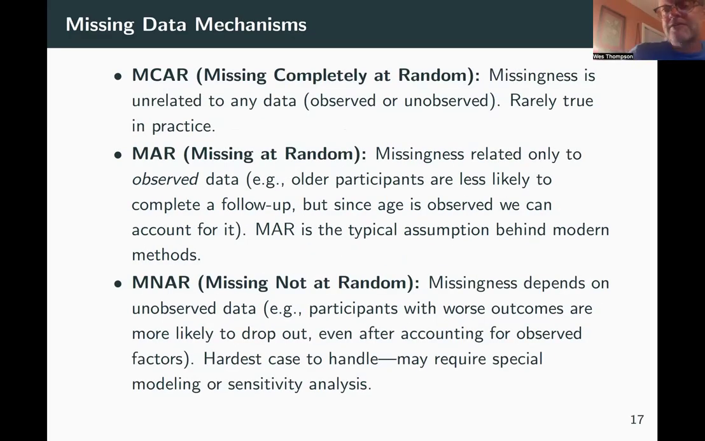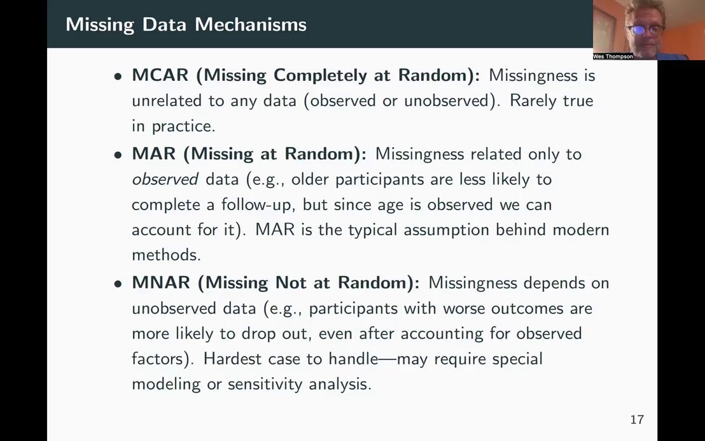So here's basically a schematic breakdown of the different types of missingness that can happen. There's missing completely at random. That means that essentially it's like a coin flip whether or not the data are observed. That means that it's not tied to any covariates or to the outcomes. In that case, bias is not an issue. Power may be an issue, but bias is not an issue. However, this is rarely true in practice.